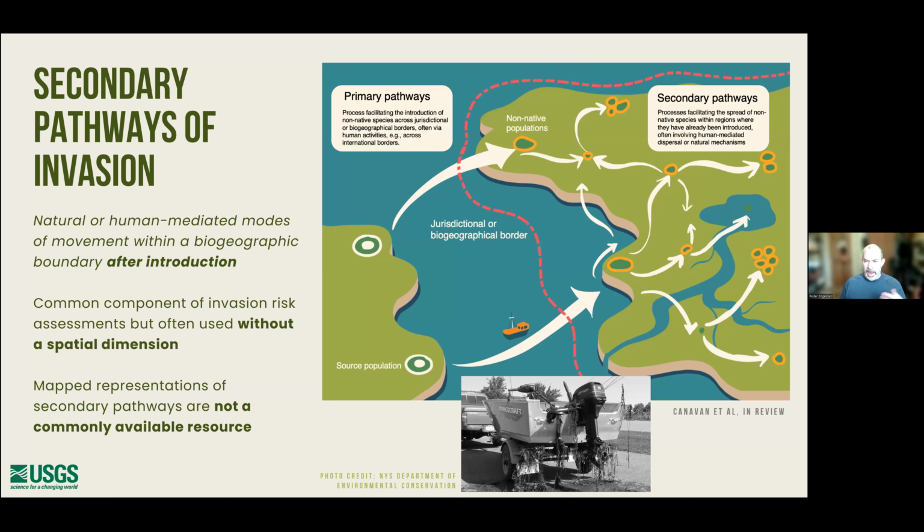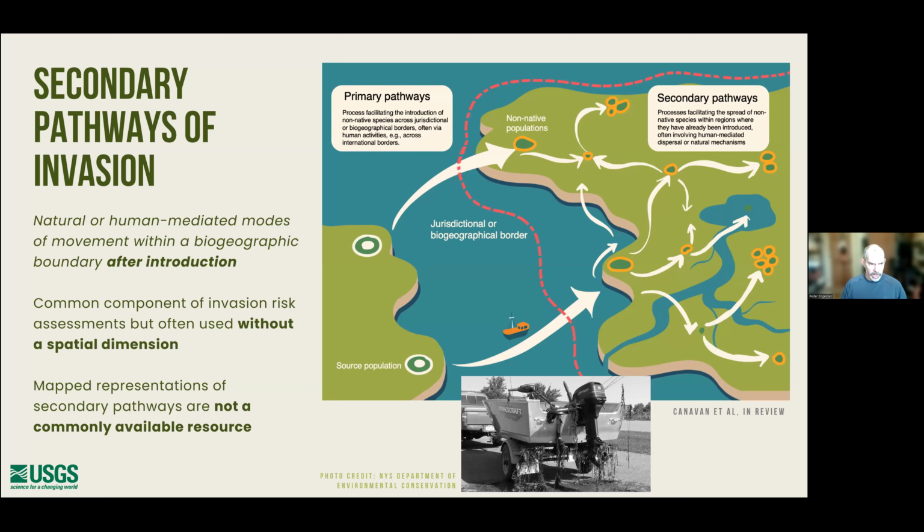And so these are natural or human mediated modes of movement, usually within the context of a country. So, think common sense: when a species is in the US, how does it get around? That could be in waterways, that could be folks dumping out aquariums. There's lots of different avenues for species to move, either naturally in a predictable way or stochastically through human mediated means.